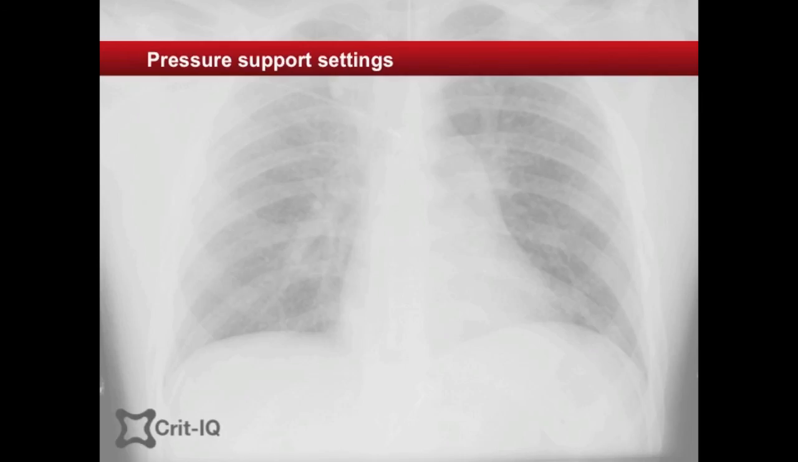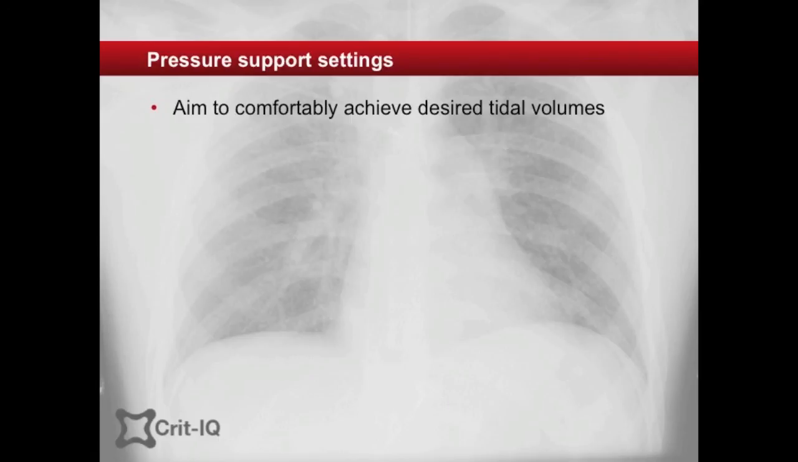As a general rule, pressure should be set to enable the patient to comfortably achieve tidal volumes of 5 to 7 mils per kilo of ideal body weight. In practice, this usually ranges from between 5 to as much as 20 centimetres of water.